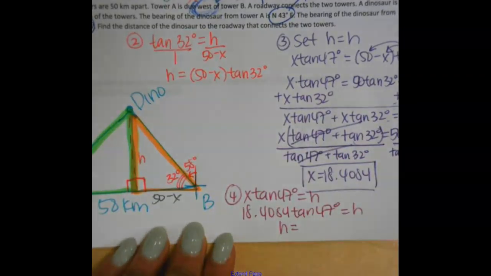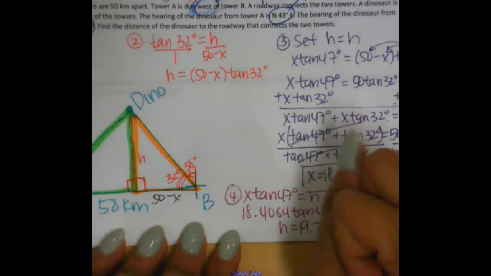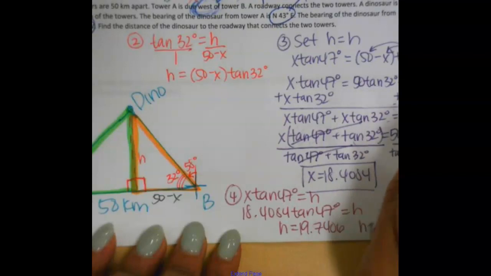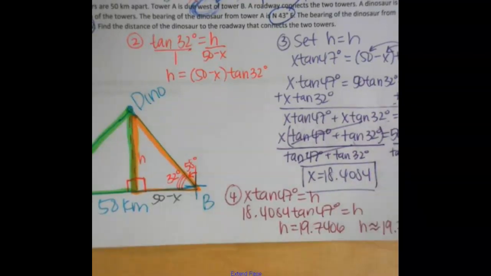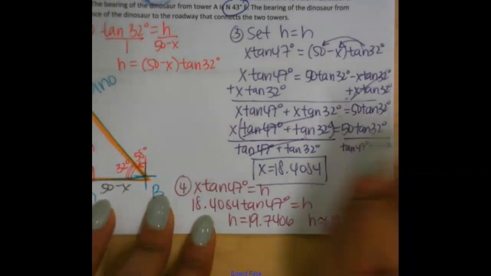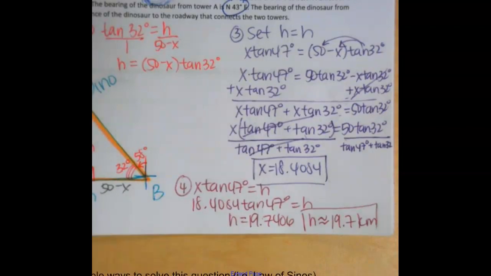Give me the whole decimal. What's the height? 19 point what? Perfect. And if you round that to the 10th spot, what is that? 19.7 what? What's the unit? Kilometers. So km. That should be your answer.